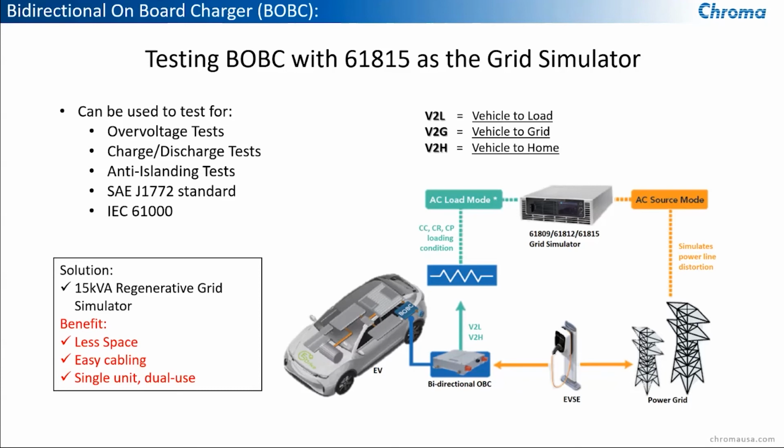There are certain tests that any bidirectional onboard charger must go through, such as charge and discharge test, over voltage and over current test, and anti-islanding test, among many other common functionality tests. Also, anything that puts power back onto the grid has various standards it needs to meet before it's allowed to put power back onto the grid. Our regenerative grid simulator family has the ability to test for these various standards, including the IEC 61000 and SAE J1772.